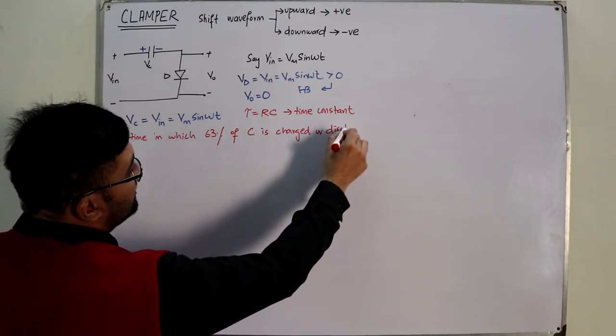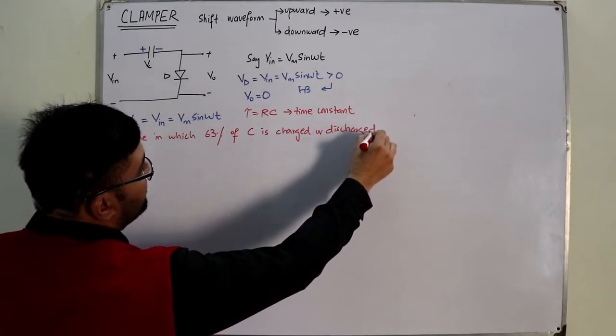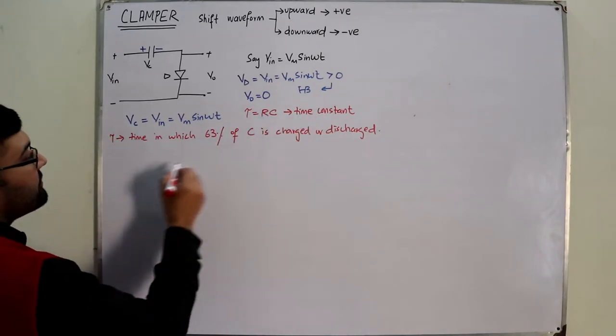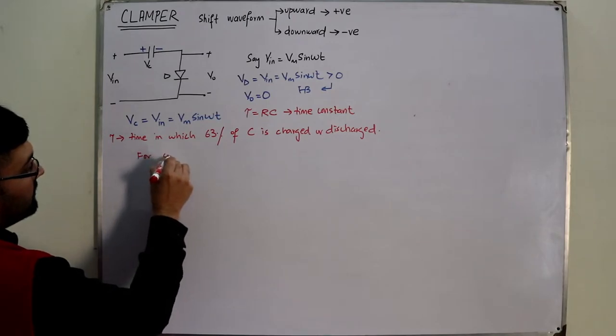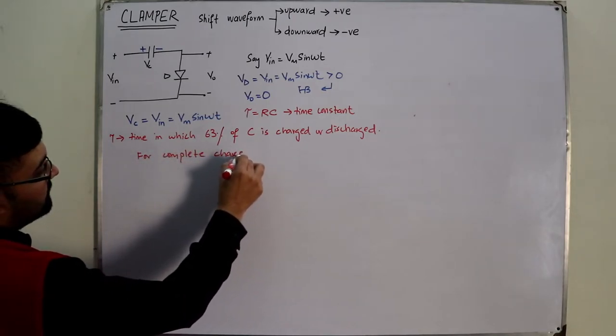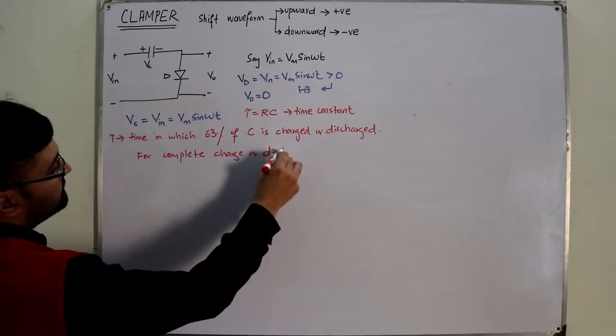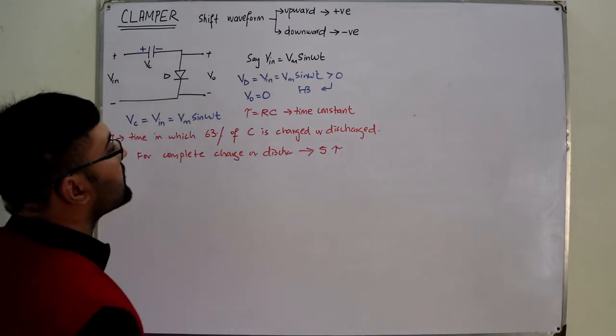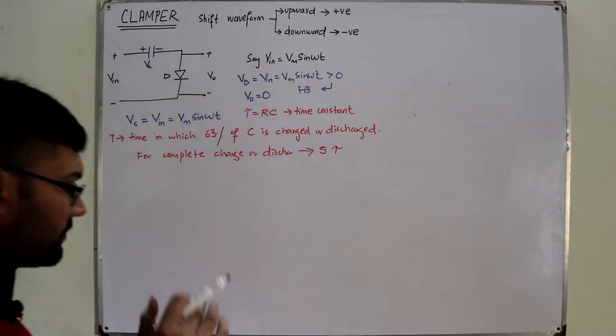And for complete charging or discharging, the time taken is 5 tau. For complete charge or discharge, the time taken is 5 tau. Right? Yeah. So this is something you know from your basics.